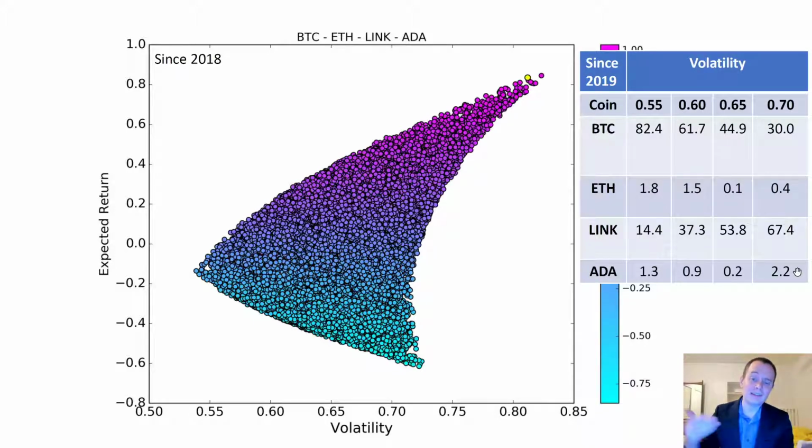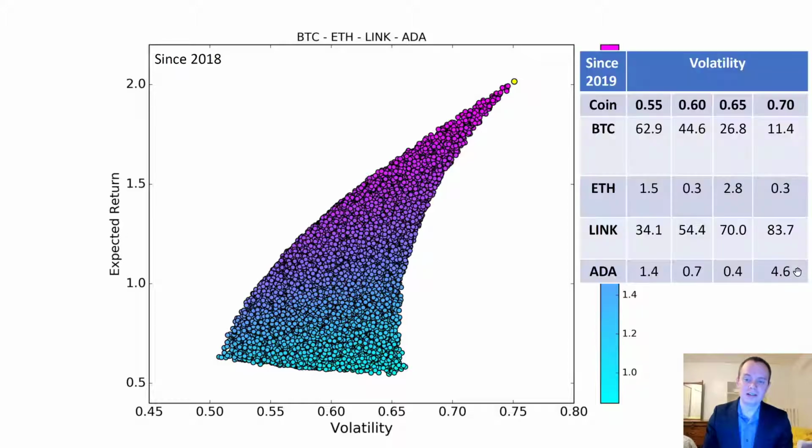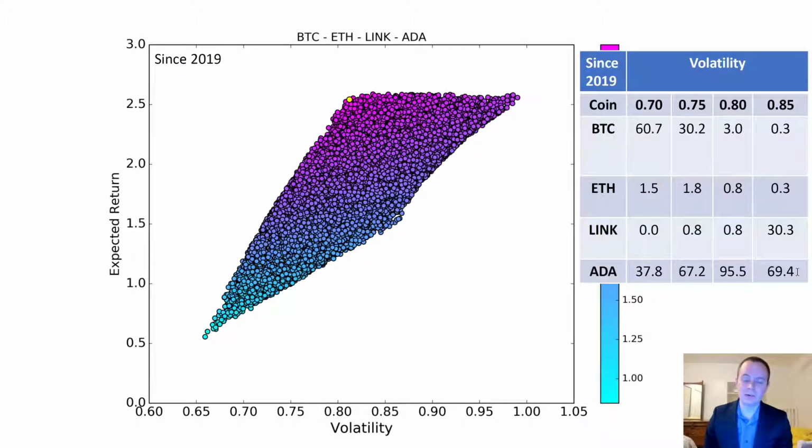For data since 2018 and 2019, you're looking at basically holding Bitcoin and Link, and then for 2020, and I guess I don't have all of them labeled properly in the dates, but for 2020, it's primarily ADA that you would want to hold and Link to maximize your gains at higher volatility levels.